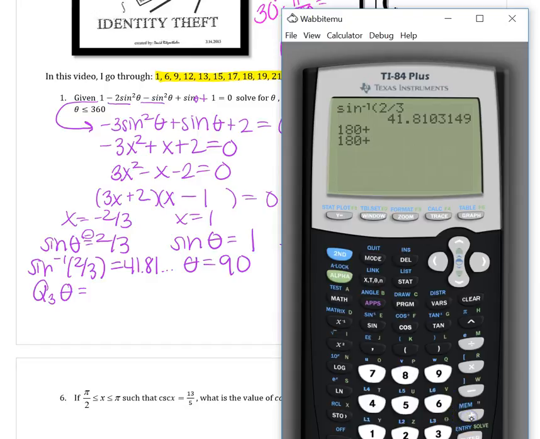180 plus, can I go up and grab it? Oh man, my calculator doesn't let me do that. Okay, so 41.803, whatever. Okay, so 221.8.